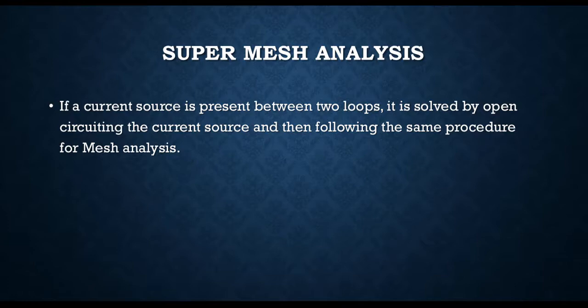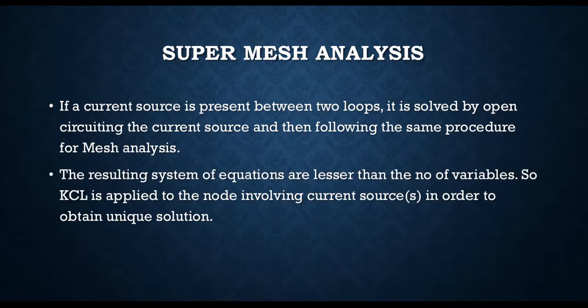And since it involves more than one current in a super mesh, in a single loop, that means we will be short of equations to obtain a unique solution, right? So this is what's written here, that the resulting system of equations is lesser than the number of variables. So we need to make additional equations by applying KCL to the node involving the current source which was opened earlier in order to obtain a unique solution.